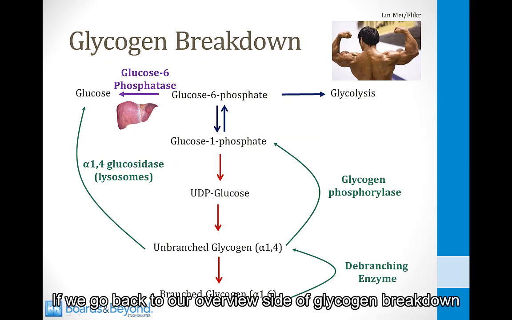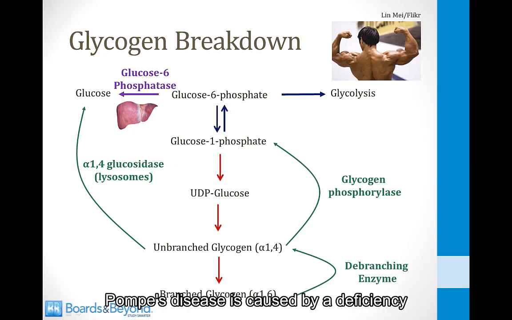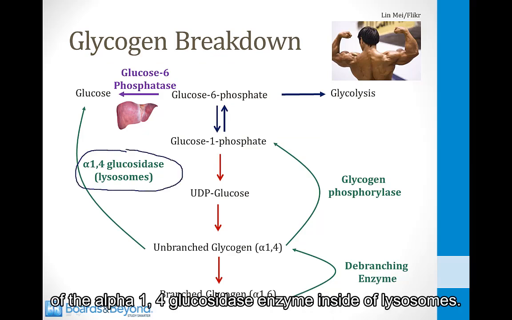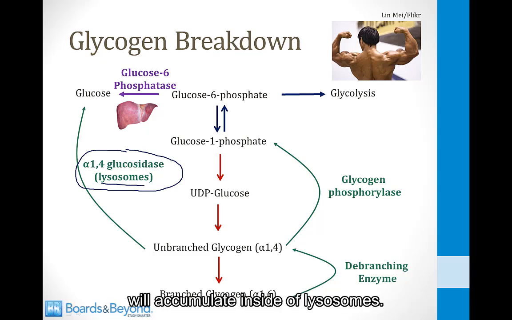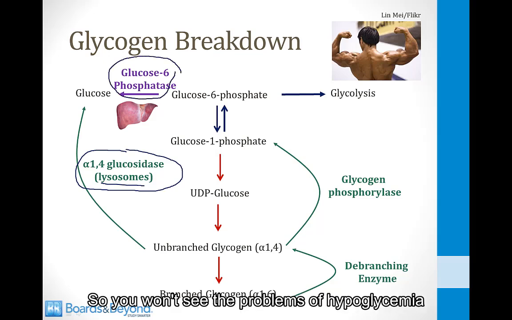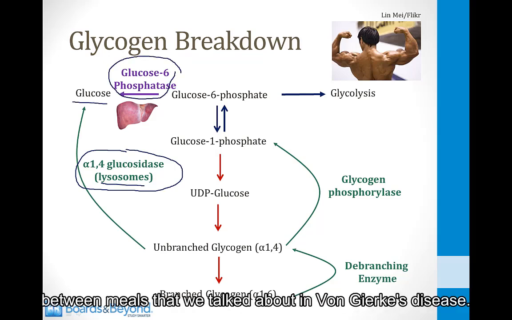If we go back to our overview slide of glycogen breakdown, Pompe's disease is caused by a deficiency of the alpha-1,4 glucosidase enzyme inside of lysosomes. This means that glycogen will accumulate inside of lysosomes. Importantly, however, the liver can continue to break down glycogen and even synthesize glucose from glycogen, so you won't see the problems of hypoglycemia between meals that we talked about in von Gierke's disease.